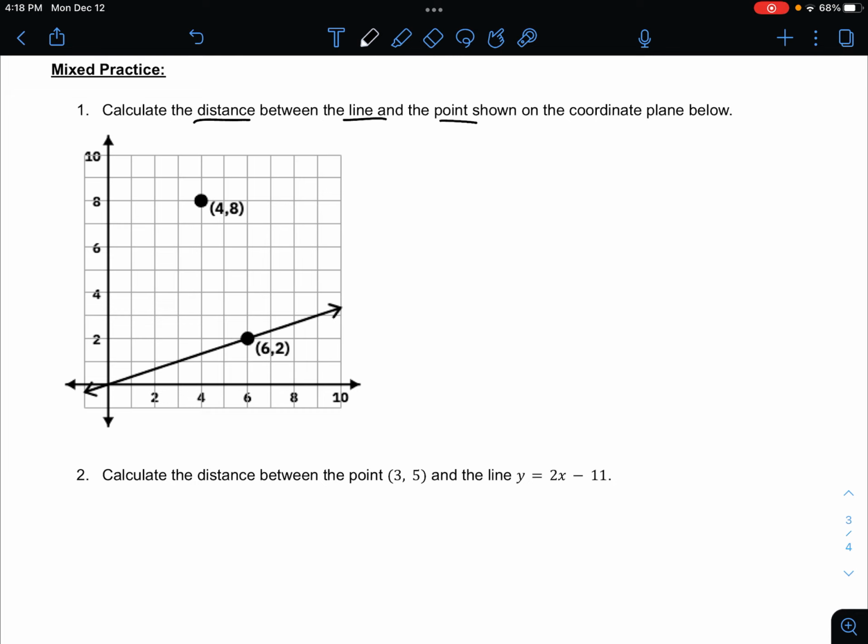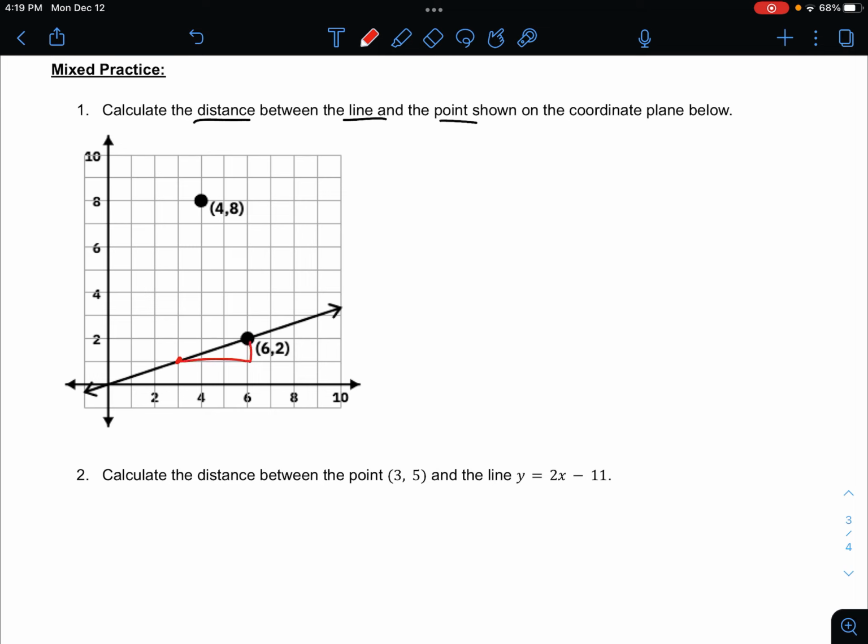You have to remember that distance is defined as the shortest distance, which is given by the perpendicular line segment. So I want to find some line segment through this line that goes to this point, and I want to make sure that it's perpendicular. Just looking at the graph, it looks like this given point will be it, but we need to actually confirm. So to do this, we can calculate the slope of this line.